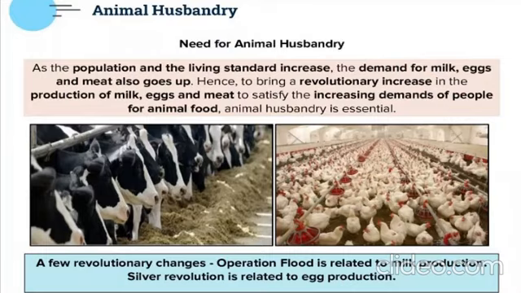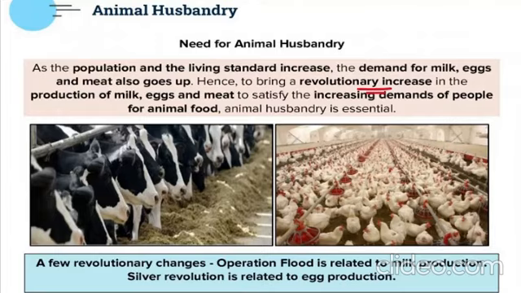Now, why do we need animal husbandry? Basically, apart from vegetables, fruits, and all, it is important that our population also has a demand for milk, eggs, and meat for protein requirements as well. So there is a revolutionary increase in all these products. Now, milk, eggs, meat, how do we get them? We can't grow them. We get them from animals. So for that, animal husbandry comes into the picture. To satisfy the needs, many revolutions were carried out.